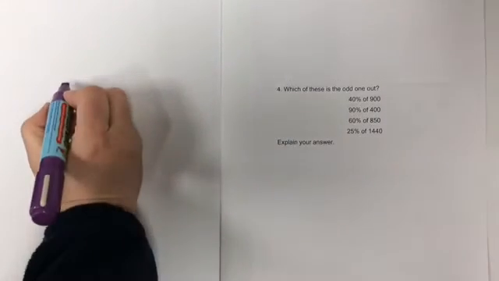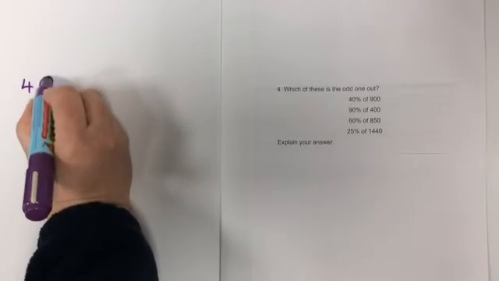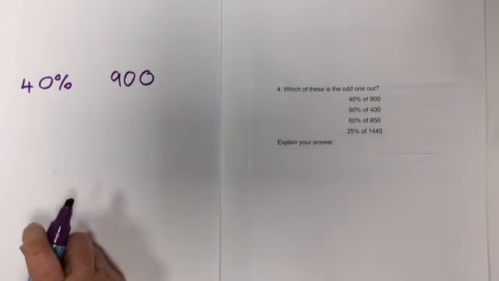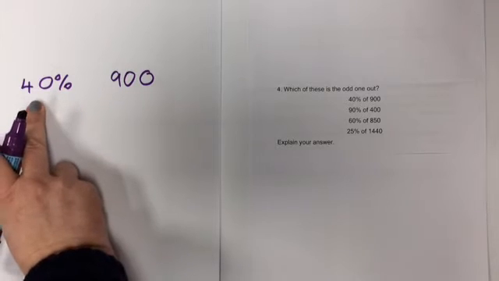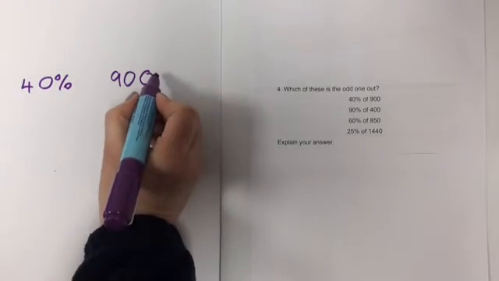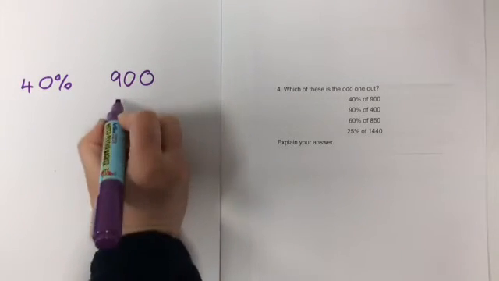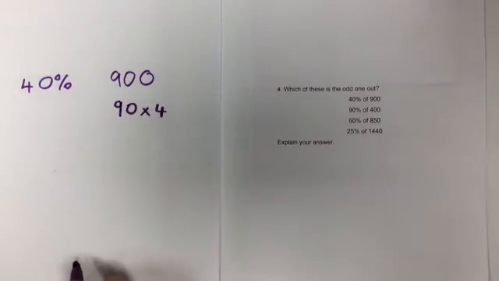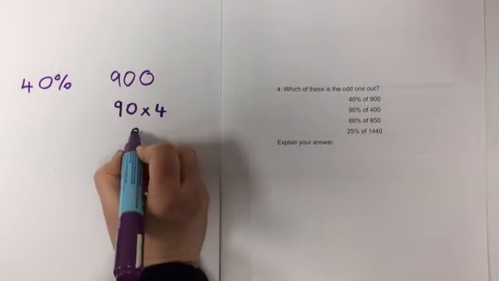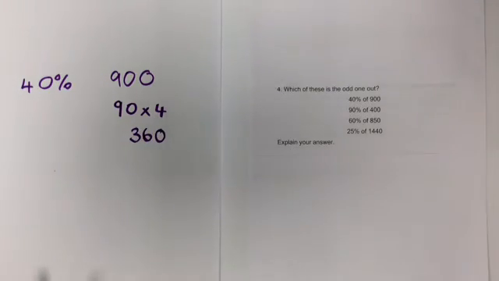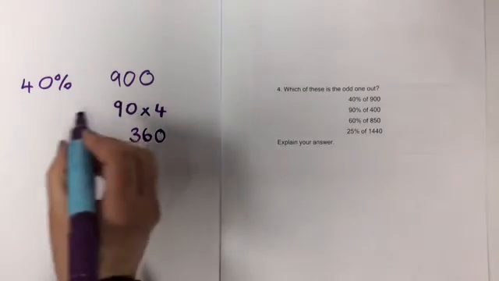So 40% of 900. Well, hopefully you can see that the first thing we need to do to find 40%, probably the quickest way, would be to find 10% and times by 4. So 10% means this being divided by 10, and 900 divided by 10 is 90. And then we times that by 4, and we'll get 4 times 9 is 36. But it's not 9, it's 90, it's 10 times bigger. So I've got 360.